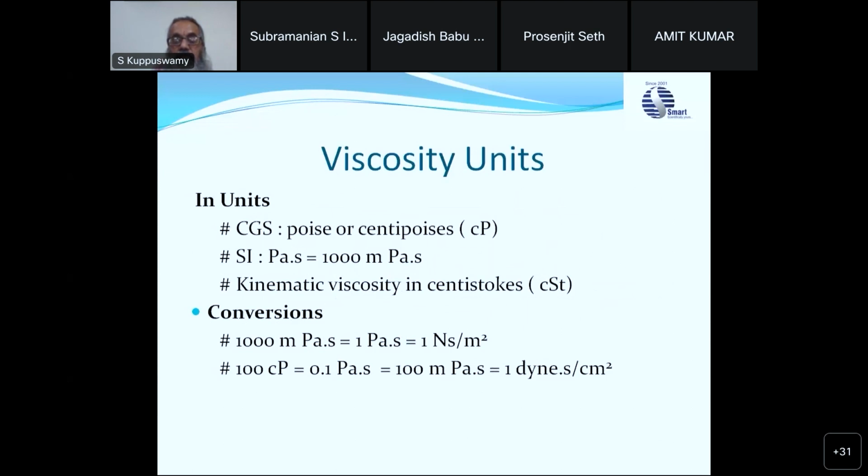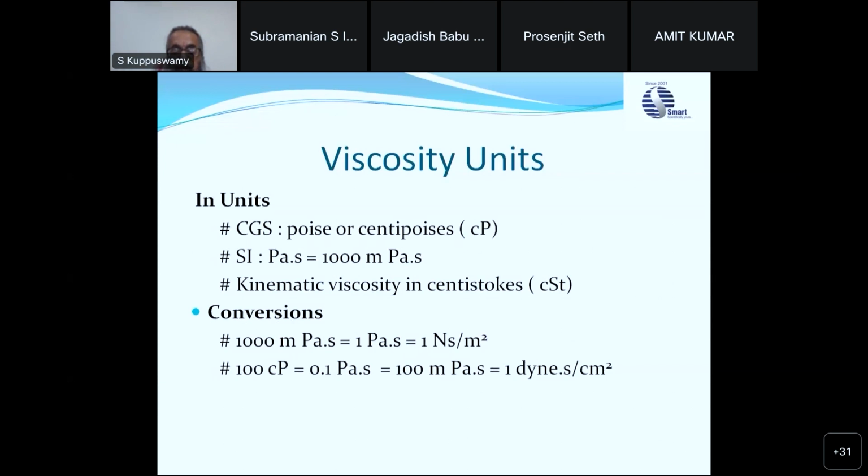Now, what are the units to measure viscosity? In CGS, it is poise or centipoise, CP. In SI, it is Pascal second, where 1 Pascal second is equal to 1000 millipascal second. And kinematic viscosity is measured in centistokes, CST.